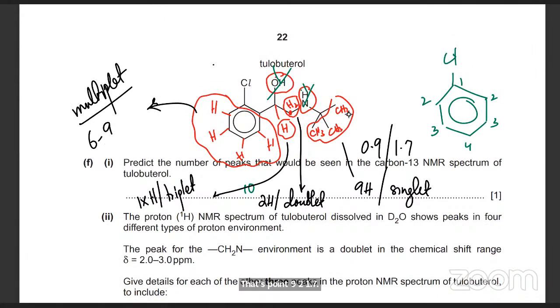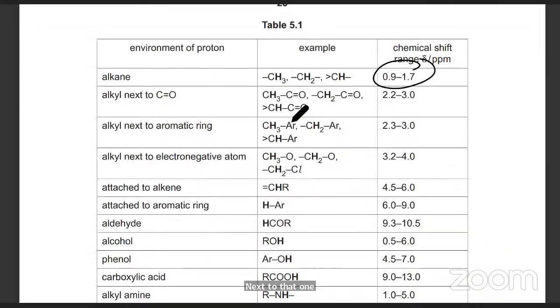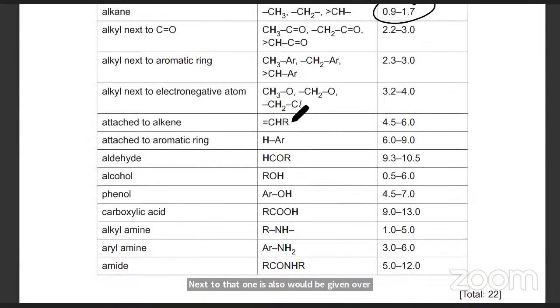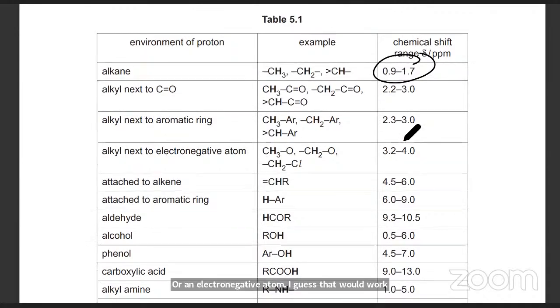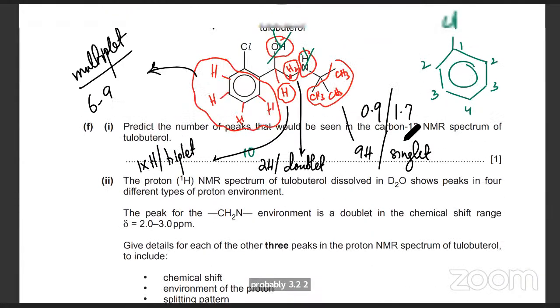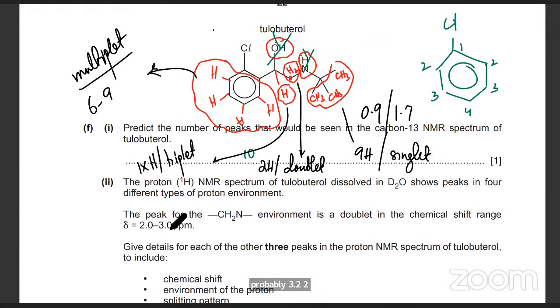Okay, you've got the other one, the CH2 that's right next to NH. I don't know if it's given or not. A CH2 that's right next to N, or an electronegative atom, I guess that would work. Probably 3.22 to 4. The CH2N, he gave that already because that's not in the data booklet. So he already told you what the chemical shift value for that is.